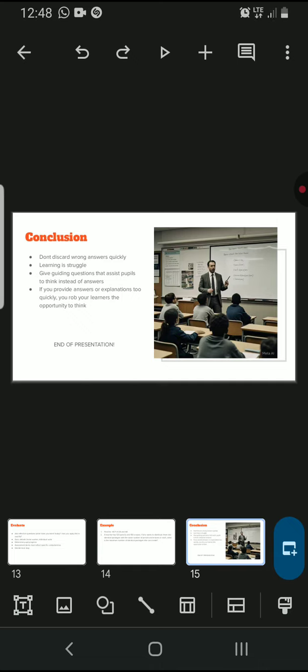What are we saying? We are saying learning should be a process in which pupils struggle. So the teacher's role is to give guiding questions that assist pupils to think instead of giving them what? Answers. If you provide answers or explanation too quickly, it means you are robbing your pupils the opportunity to think.